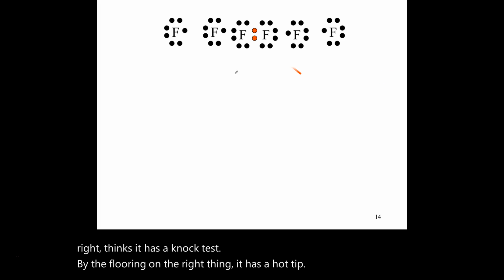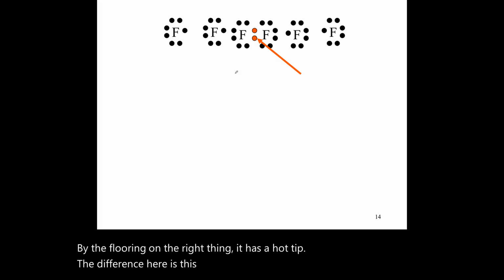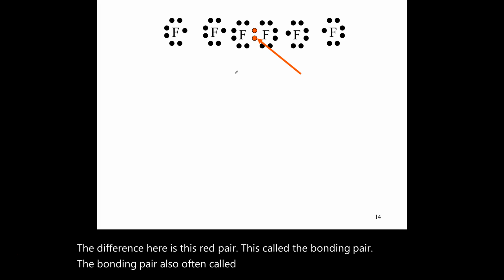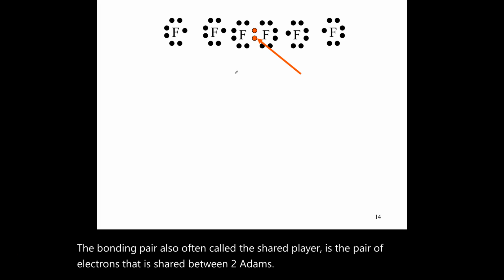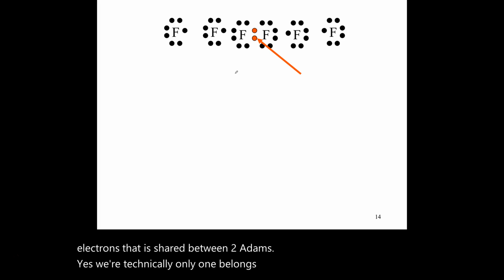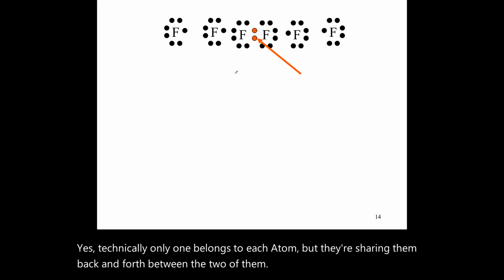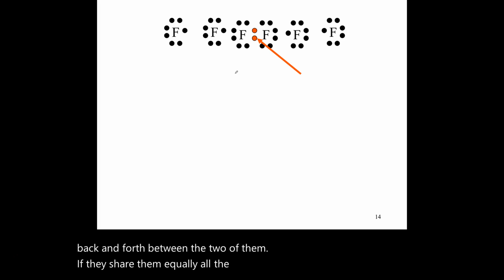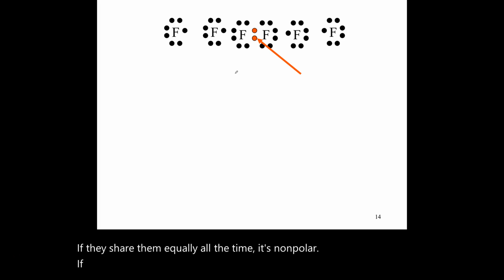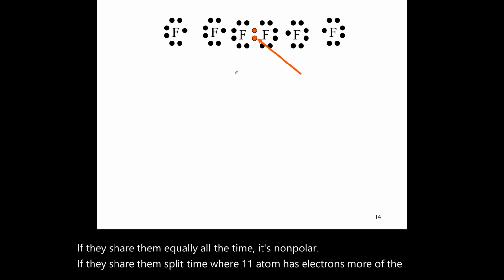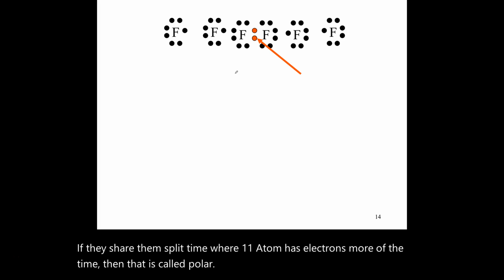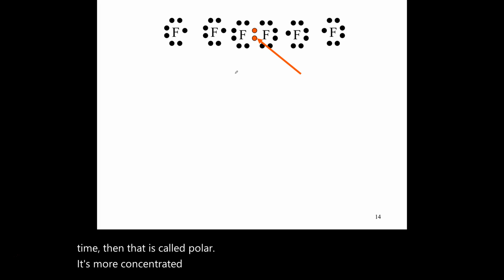The difference here is this red pair that's called the bonding pair. The bonding pair, also often called the shared pair, is the pair of electrons that is shared between two atoms. Technically only one belongs to each atom, but they're sharing them back and forth between the two of them. If they share them equally all the time, it's nonpolar. If they share them split time, where one atom has the electrons more of the time, then that is called polar. It's more time spent around one atom than the other.